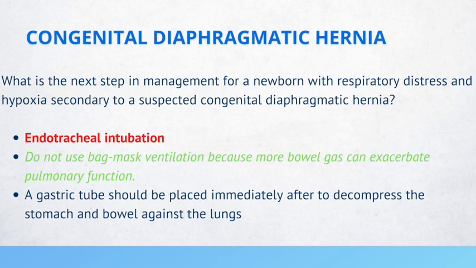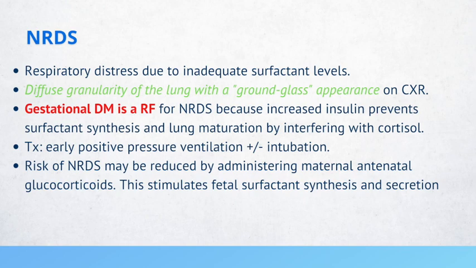Neonatal respiratory distress syndrome. This is respiratory distress due to inadequate surfactant levels. On chest x-ray, you can see diffuse granularity of the lung with a ground glass appearance. Gestational diabetes is a risk factor for neonatal respiratory distress syndrome because increased insulin prevents surfactant synthesis and lung maturation by interfering with cortisol. So think, high insulin can cause decreased surfactant, which will lead to NRDS.